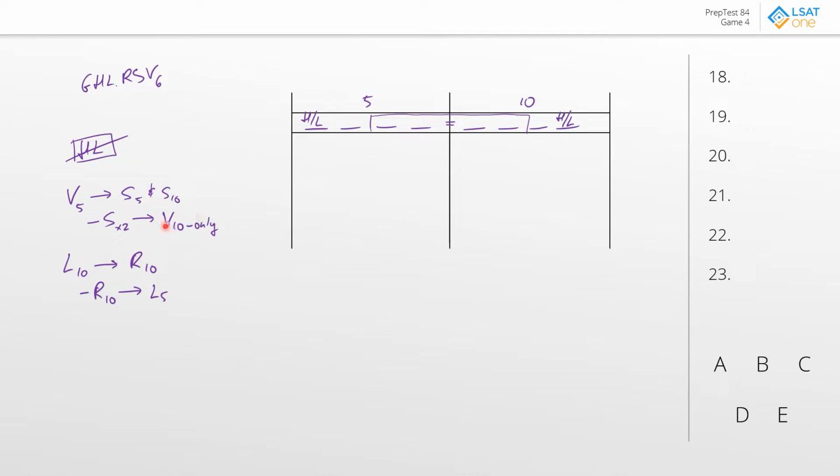And very similar to this rule, we should probably clarify that not only is L under 5, but he will be under 5 only. In other words, L in that scenario cannot be in 10. So from here, I guess we can go into the questions themselves.